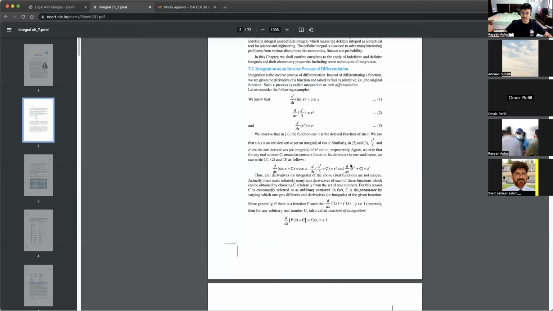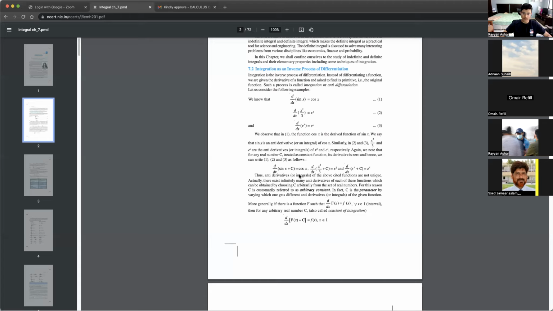Now here, basically what they're saying is, since when we differentiate a constant function its derivative becomes 0, these functions can also be written as a function in which a constant has been added, because the constant will not affect the differentiation of the function. And we will see the significance of it in this next paragraph. Thus, antiderivatives or integrals of the above cited functions are not unique. Actually, there exist infinitely many antiderivatives of each of these functions, which can be obtained by choosing c arbitrarily from a set of real numbers. For this reason, c is customarily referred to as an arbitrary constant.